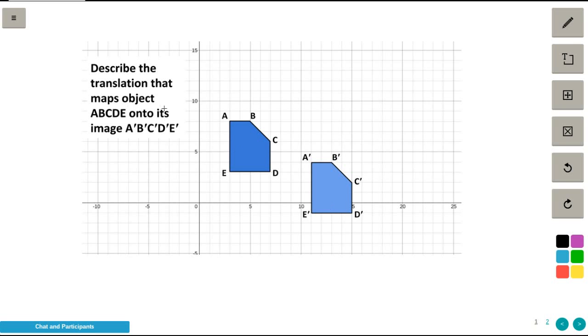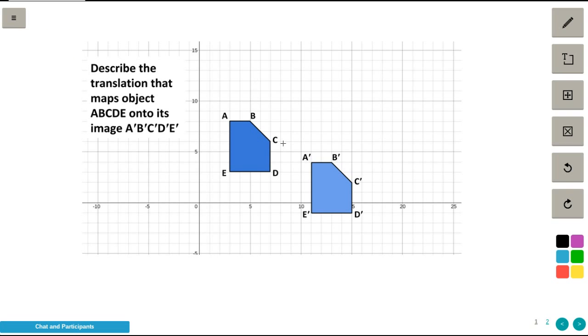So translation is just a transformation that moves an object from one position to another position. It doesn't change the object in any way other than to move where it is. So to describe a translation, we literally just need to describe that movement. And the best way to do this is to pick one of the points on the original object and see how far it's gone and where it's gone to get to the corresponding point on the image. So let's have a look at doing that now.